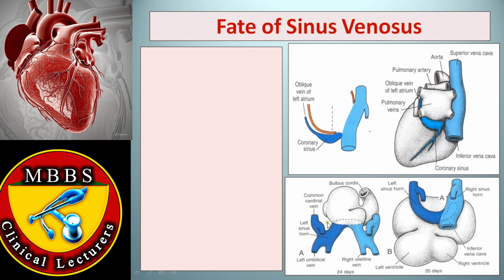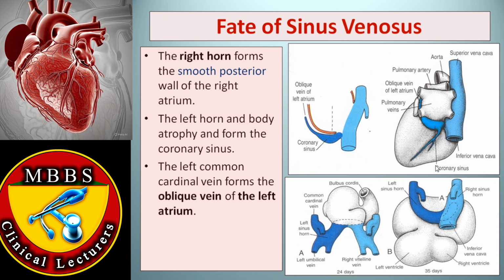So initially the two horns persist, but ultimately they disappear to convert into the coronary sinus and the oblique vein of the left atrium, while on the right side the veins incorporate to form the superior vena cava and the inferior vena cava, which receive the blood from the head and neck region and from the rest of the body through the inferior vena cava.